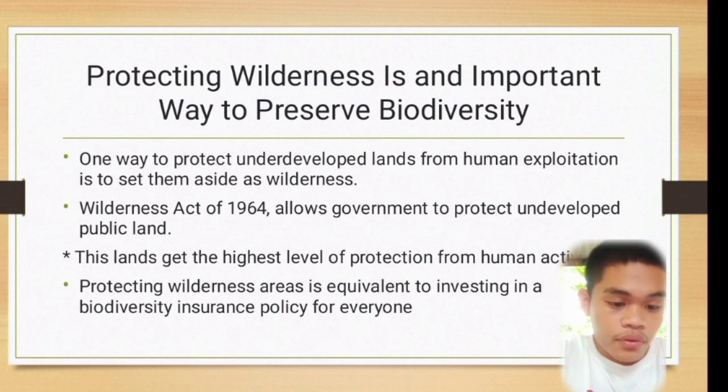One way to protect underdeveloped land from human exploitation is to set it aside as wilderness. The Wilderness Act of 1964 also allows the government to protect undeveloped public land.